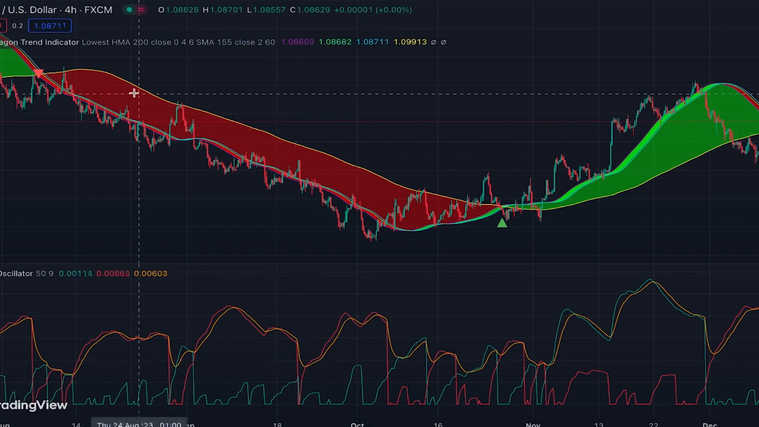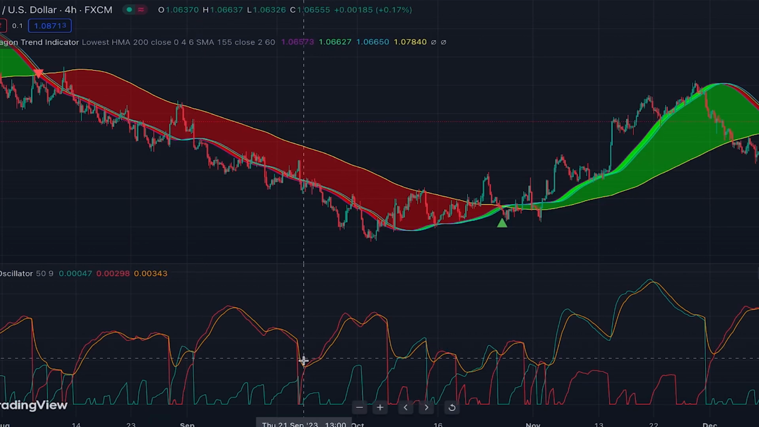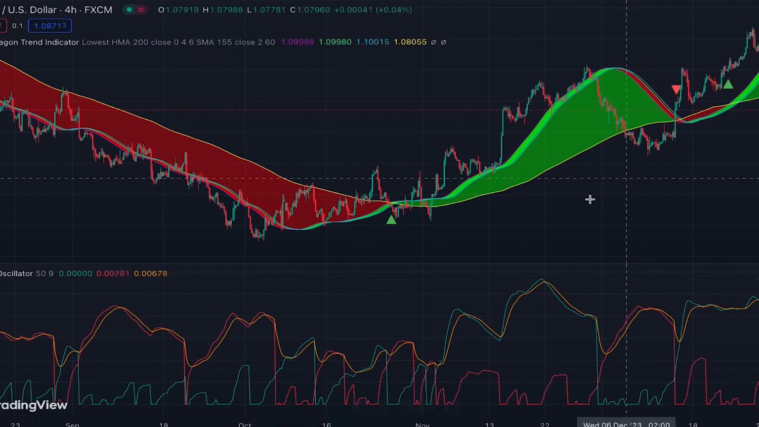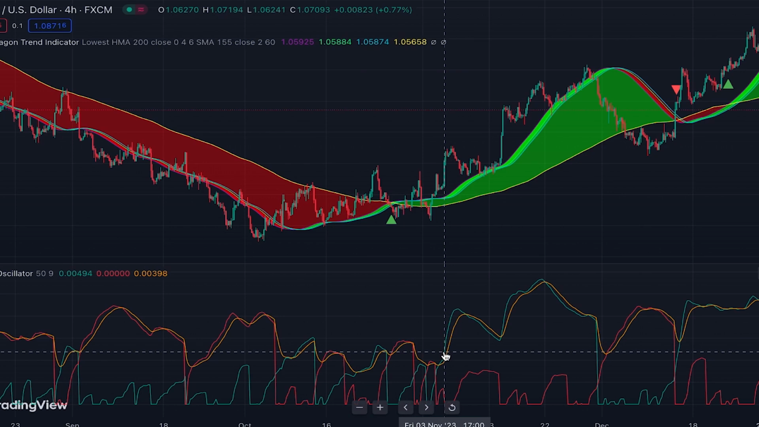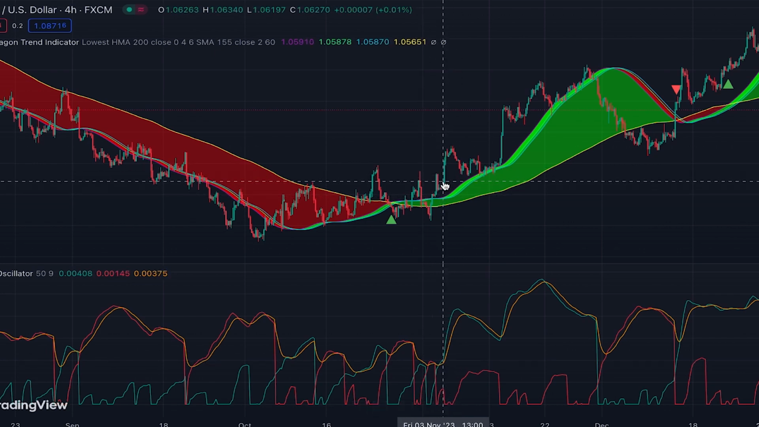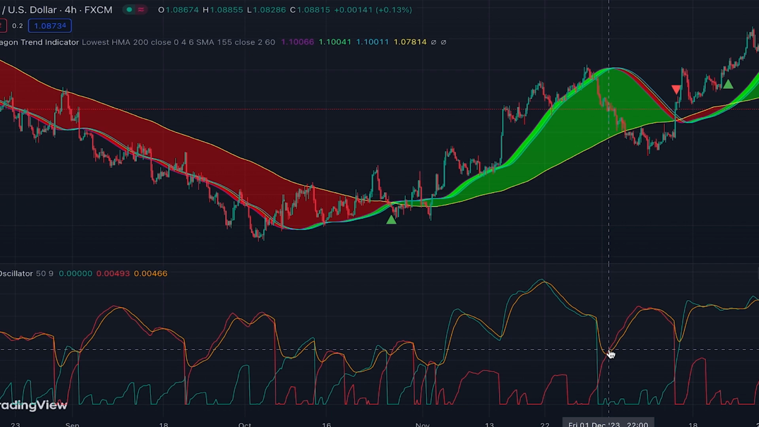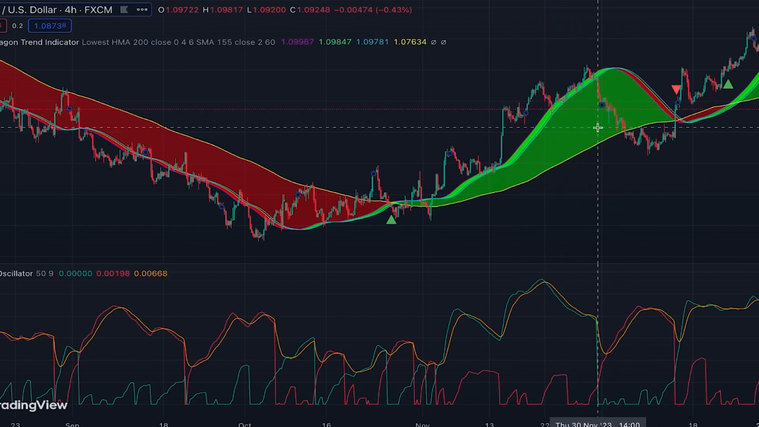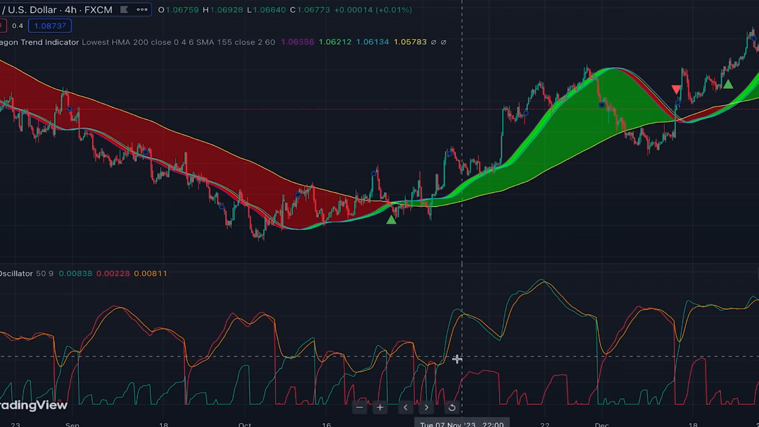So while the ribbon is red, we only take sell signals, and on the other hand, when the ribbon is green, we only take buy signals. For example, this buy signal here where the green line crossed above the orange line, it's a confirmed signal and we can enter a long position here, but the sell signal here is rejected because the ribbon is green. So in this situation, when the ribbon is green, we don't take sell signals, we only take buy signals.